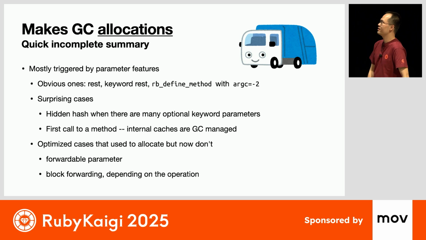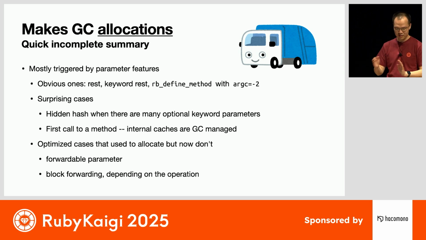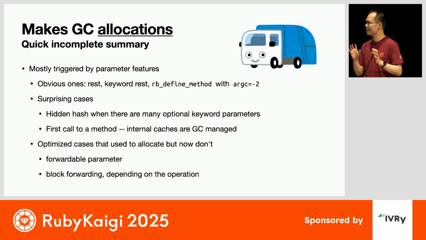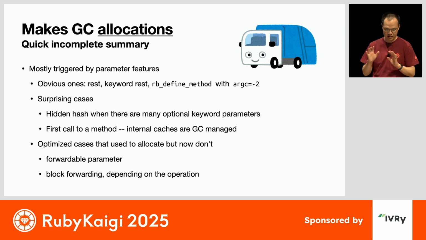There are obvious situations where you have to allocate, where the parameter basically calls for an object, like rest and keyword rest. There are also some C method definition options you can use that basically act the same. But there are some surprising cases where it allocates even though the parameter doesn't really call for an object, like the hidden hash or integer we talked about with optional keyword arguments.